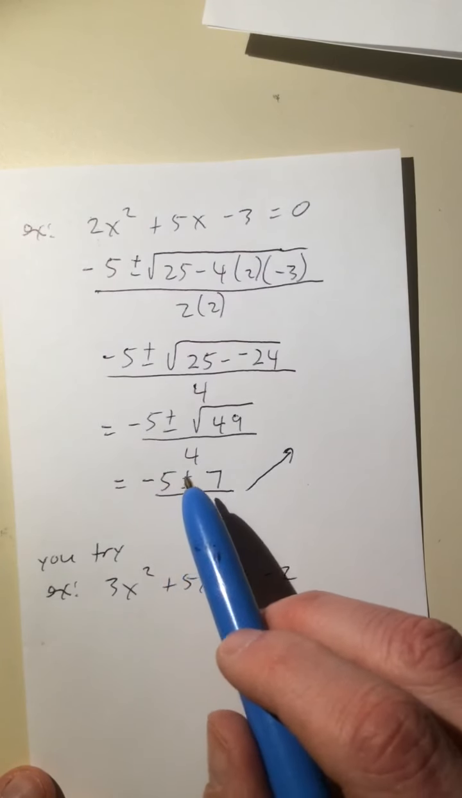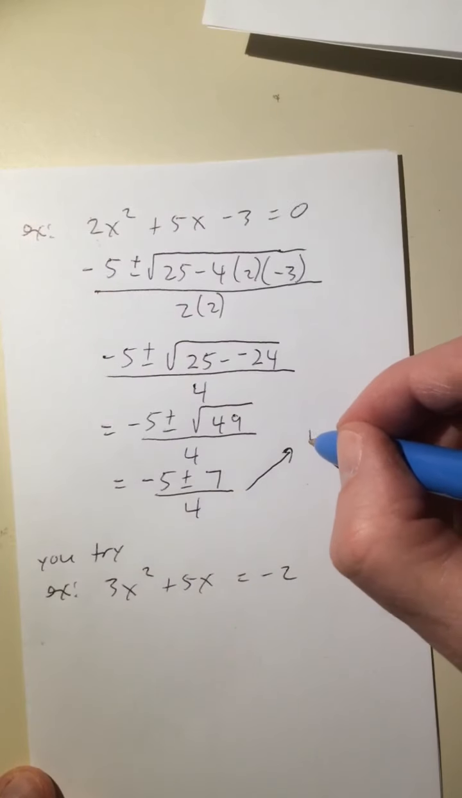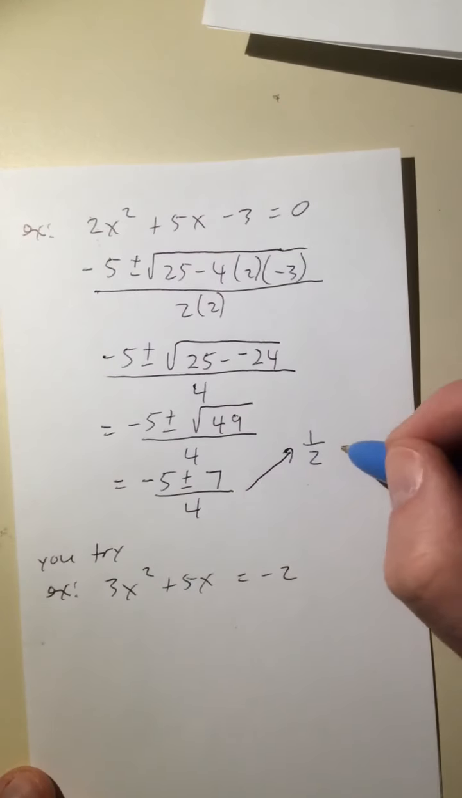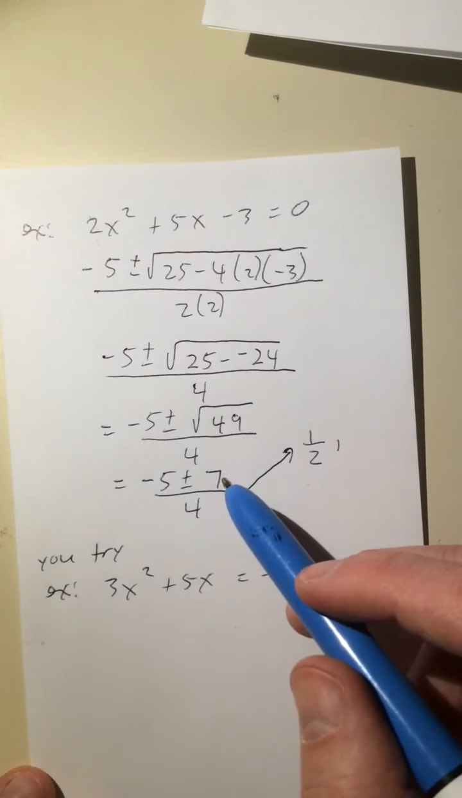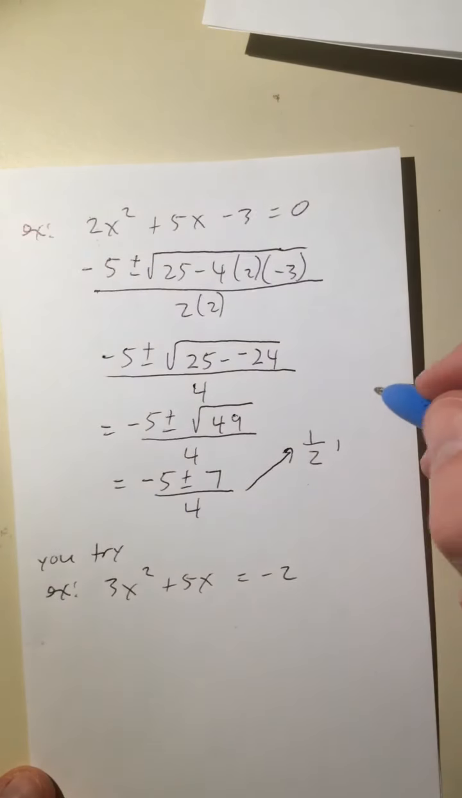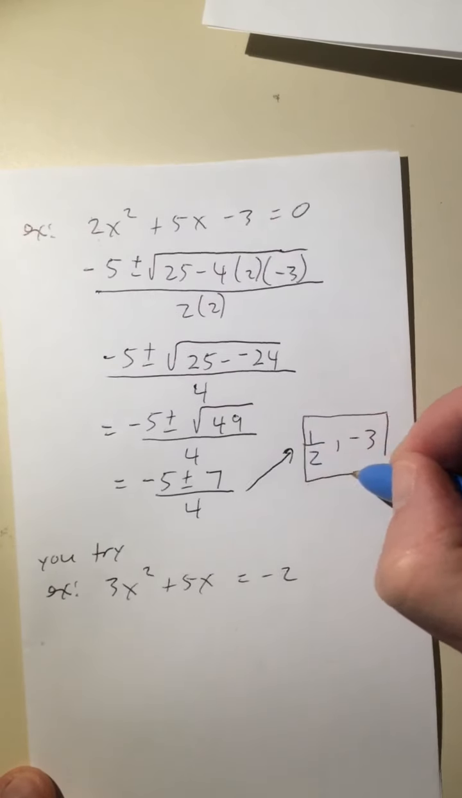And again, we just do the work for the two answers here. So -5 plus 7 is 2. 2 over 4, of course, is 1/2. Totally okay to have fractions. And -5 minus 7 is -12. Divided by 4 is -3. So those are your two answers.